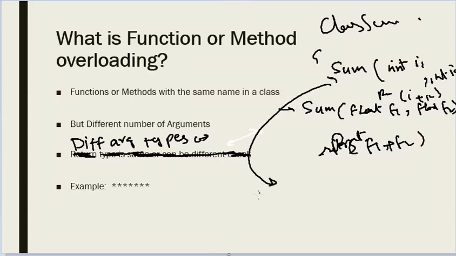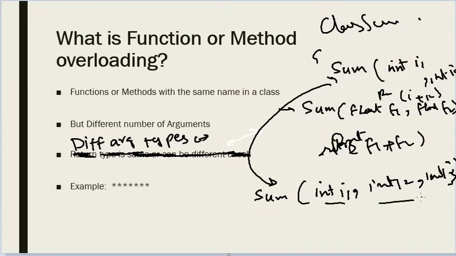Like, for example, we can have a sum function in the same class with int I1, int I2, and int I3. So we can have three. So this will print, let's say, I1 plus I2 plus I3.